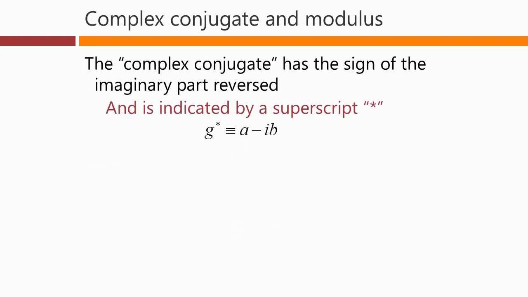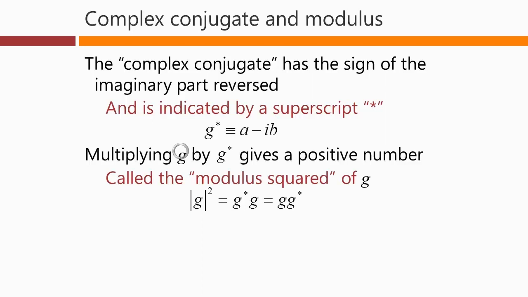The complex conjugate of a complex number is the number with the sign of the imaginary part reversed. And we indicate this complex conjugate usually with a superscript asterisk. So if g was a plus ib, then g star, or the complex conjugate of g, is a minus ib. We often call this asterisk a star.